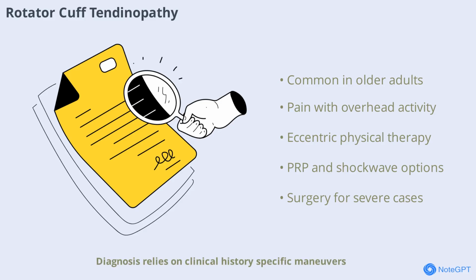Diagnosis relies on clinical history, specific maneuvers, and imaging such as X-ray, MRI, or ultrasound. Treatment starts with activity modification, NSAIDs, and physical therapy focusing on eccentric loading. Advanced interventions like PRP and shockwave therapy offer short-term relief, while surgery is reserved for refractory cases.